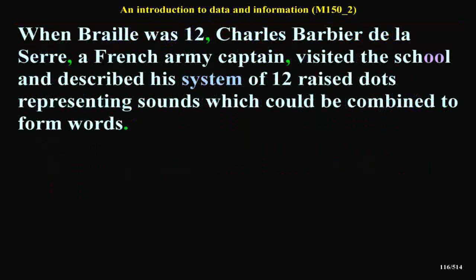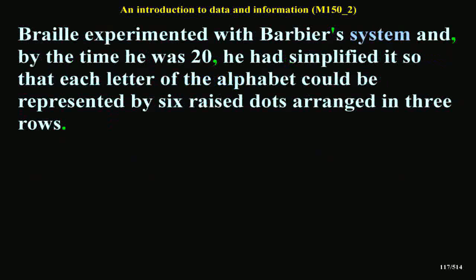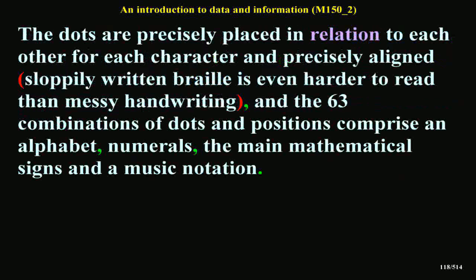When Braille was 12, Charles Barbier de la Serre, a French army captain, visited the school and described his system of 12 raised dots representing sounds which could be combined to form words. Braille experimented with Barbier's system and, by the time he was 20, he had simplified it so that each letter of the alphabet could be represented by 6 raised dots arranged in 3 rows. The dots are precisely placed in relation to each other for each character and precisely aligned. Sloppily written Braille is even harder to read than messy handwriting, and the 63 combinations of dots and positions comprise an alphabet, numerals, the main mathematical signs and music notation.